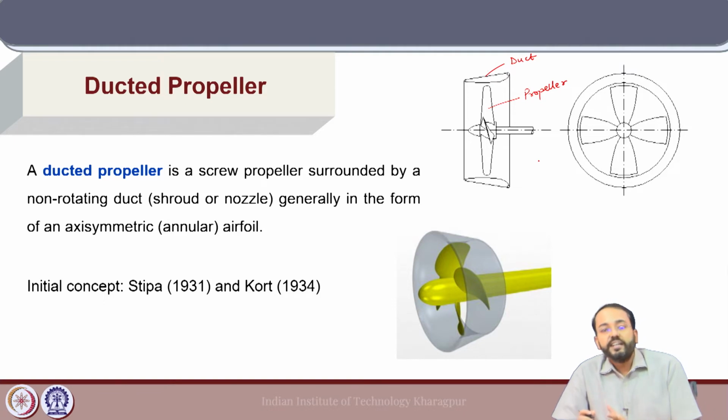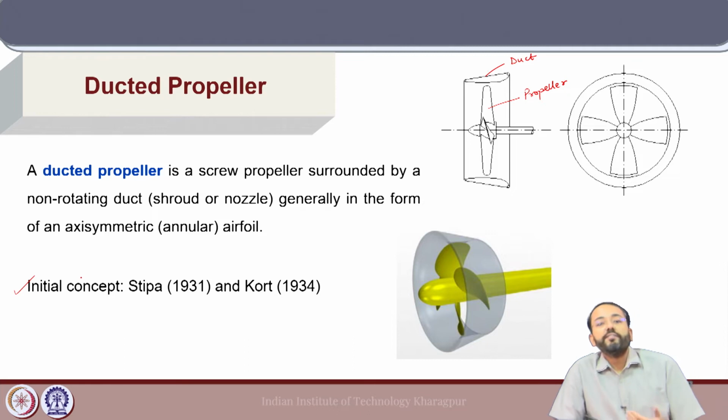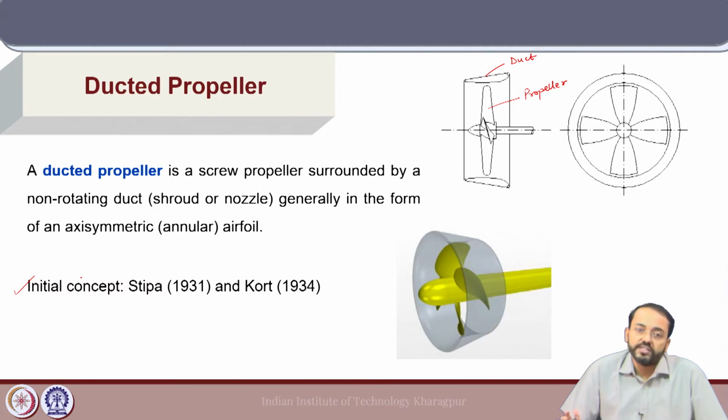And these ducted propellers are typically used for vessels with very high propeller loadings where the duct also provides thrust along with the propeller. So, the initial concept for ducted propellers was developed as early as the 1930s by Stipa and Cort, and that is why ducted propellers, especially the accelerated ones, are also called Cort nozzles.